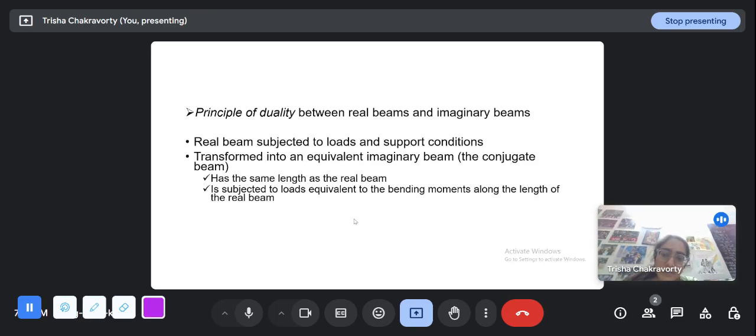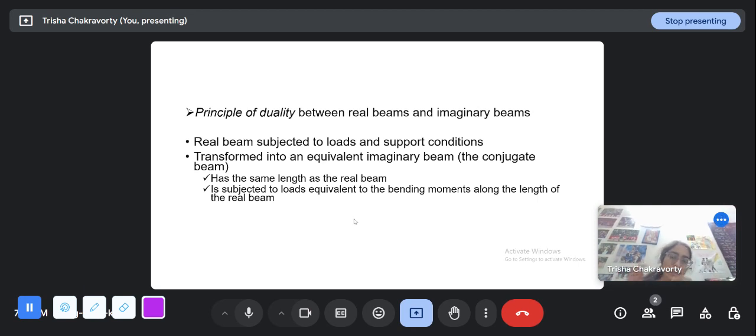So it is transformed into an equivalent imaginary beam, also called the conjugate beam. It has the same length as the real beam, and it is subjected to loads equivalent to the bending moments along the length of the real beam. So I have the real beam and the boundary conditions and the load. For that, I can draw the bending moment diagram. I have learned that in the very beginning of this course.